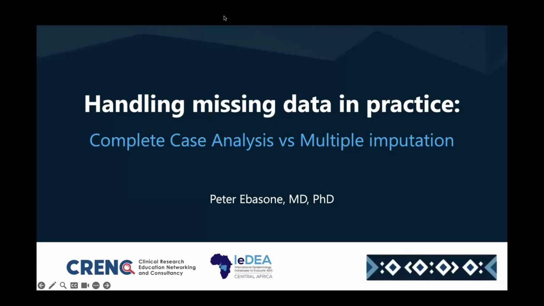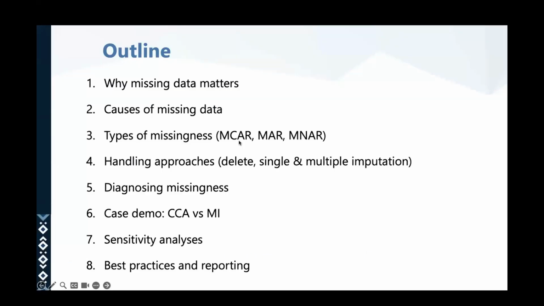And the presentation will give insights into different aspects of missingness, but also focus very much on the commonest two ways that missing data is handled, which is complete case analysis and multiple imputation. So we are going to look at why missing data matters, the causes, the types, the different handling approaches, how do we diagnose missingness, and using some data, we'll show how complete case analysis compares with multiple imputation.